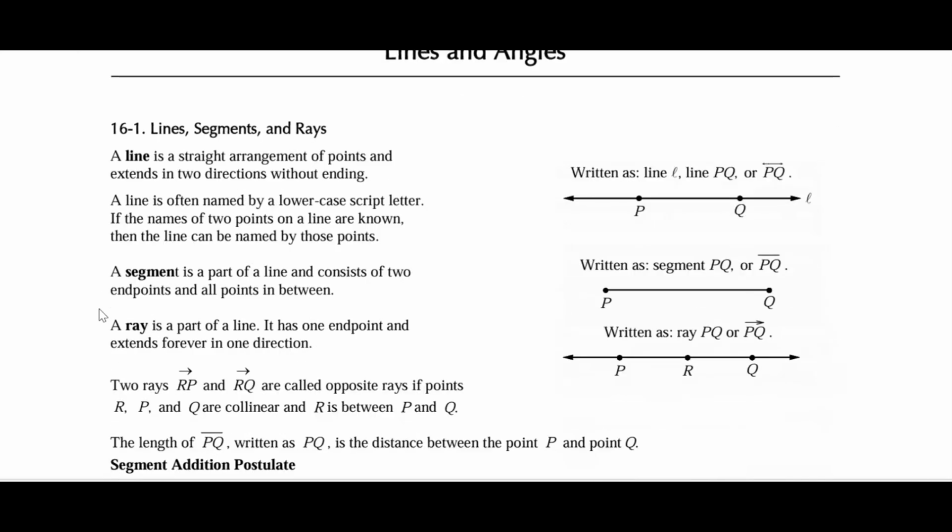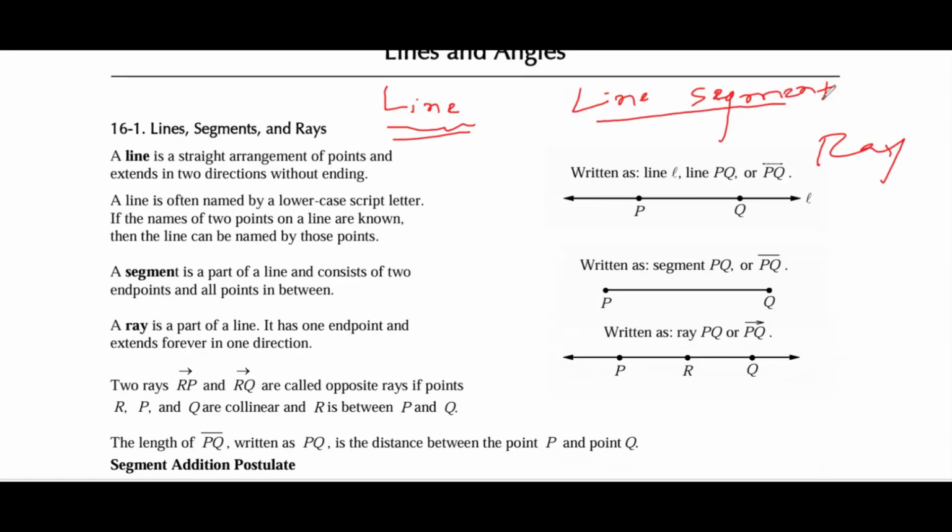So we have three important terms in geometry. The first one is line, and the second one is line segment, and the last one is ray. Do you know what is the difference between these three terms? I think so. I mean, a line is a line. What is the difference between line and line segment?